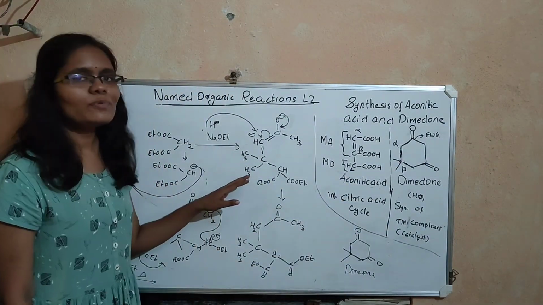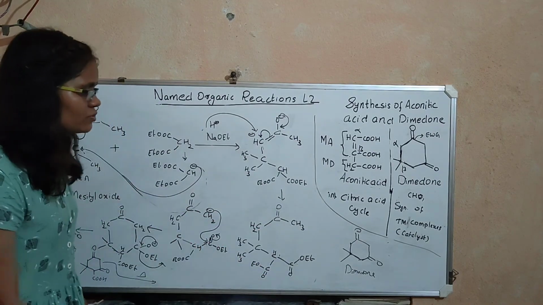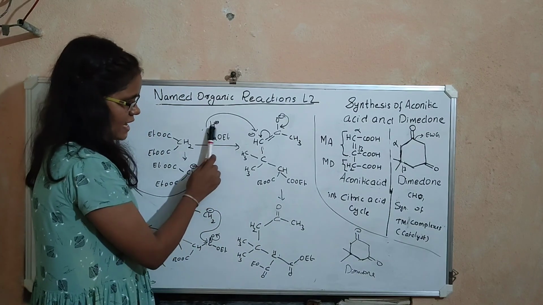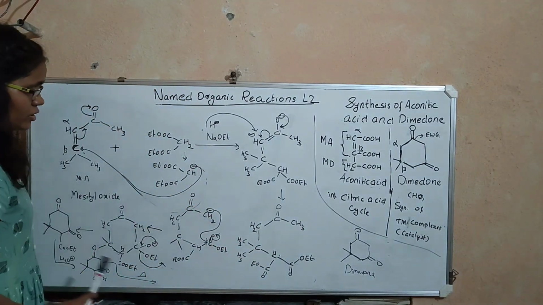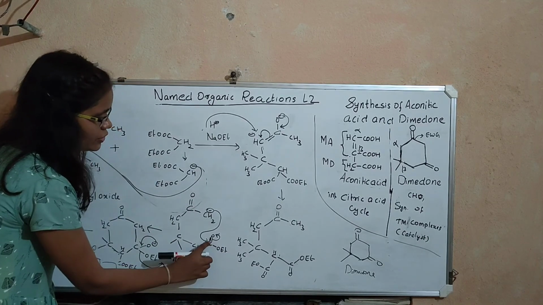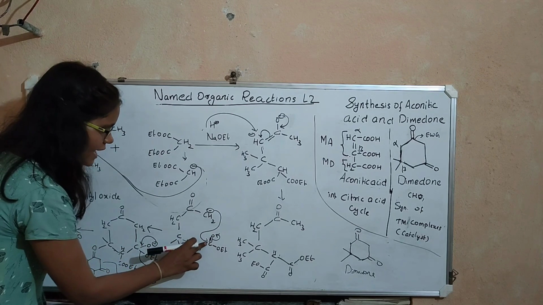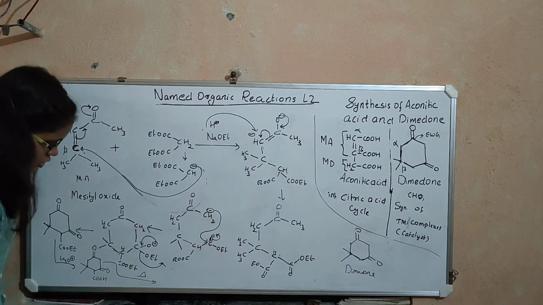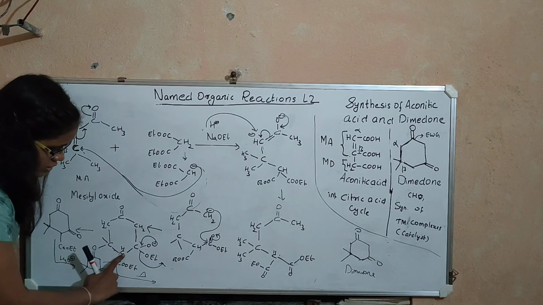Okay. I hope you have understood this mechanism. After the formation of this Michael product, these protons are acidic in nature and you have base in the reaction mixture. So these protons will be abstracted by this base and you get a carbanion. And you also have this nucleophilic center present in this compound. So this carbanion will go and attack this nucleophilic center and this OEt will be eliminated. Okay. And you have one COOEt on this group, one ester on this carbon.